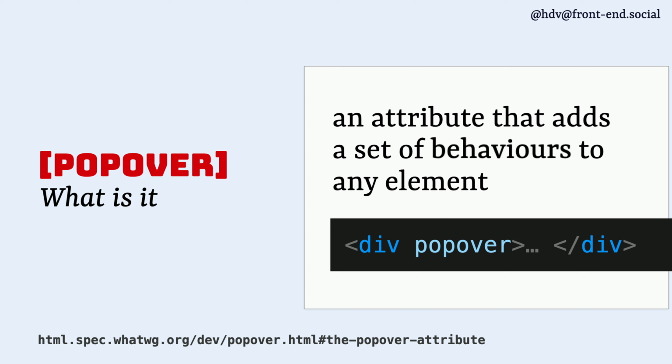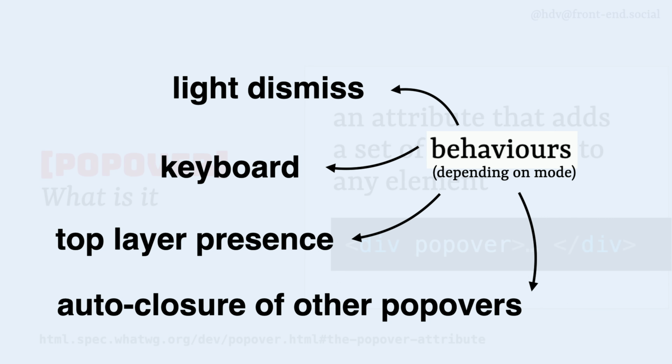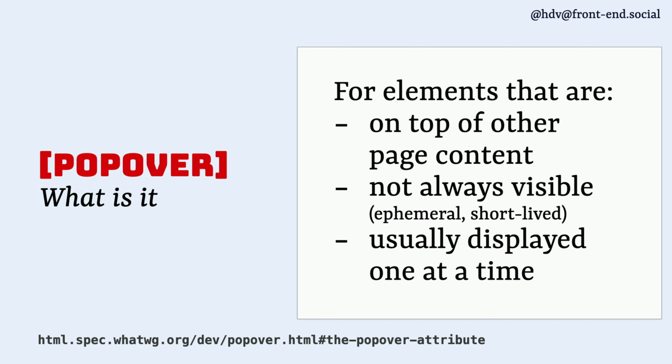Now, in HTML, the popover attribute is an attribute that adds a set of behaviors, and it can do that to any element. So you can stick it on a div, or you can stick it onto other elements. Those behaviors include things like dismiss, keyboard behavior, top layer presence, can auto-close other popovers depending on what mode you set it to. Now, popover is meant for elements that are on top of other page content. Content that's not always visible, so it will show at certain times and then it will go away, or you click it to go away. That makes it ephemeral, and they're usually displayed one at a time.